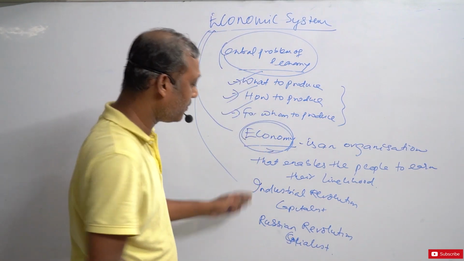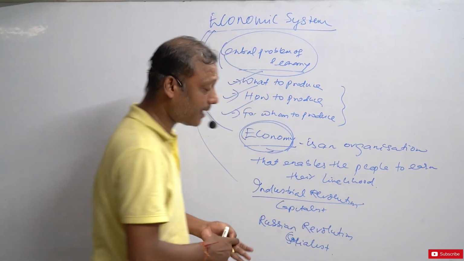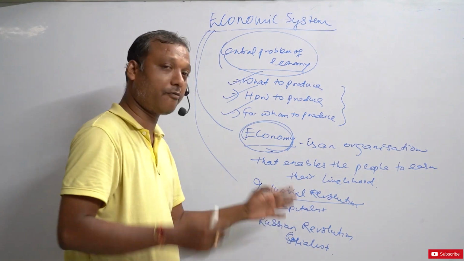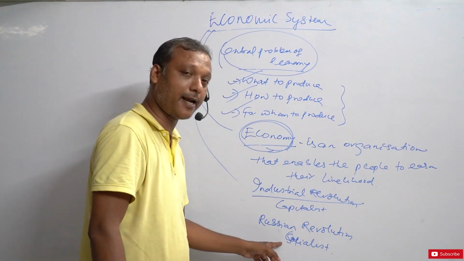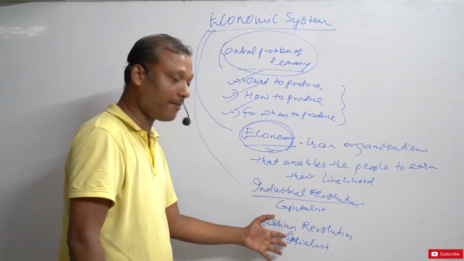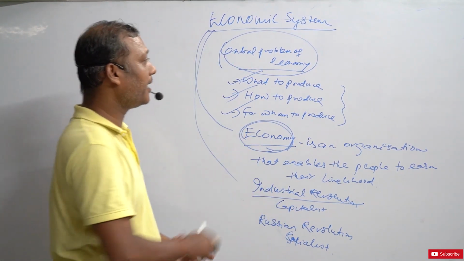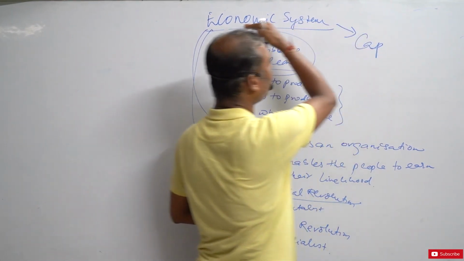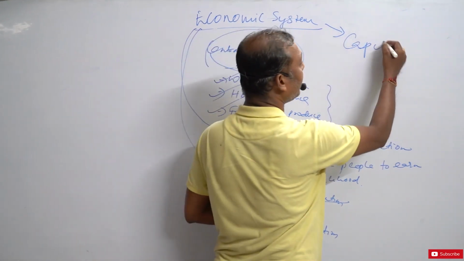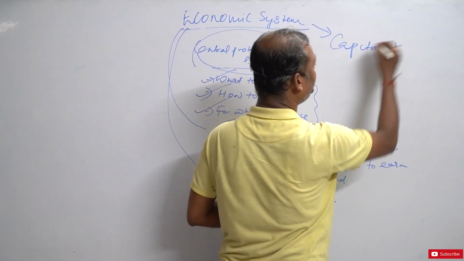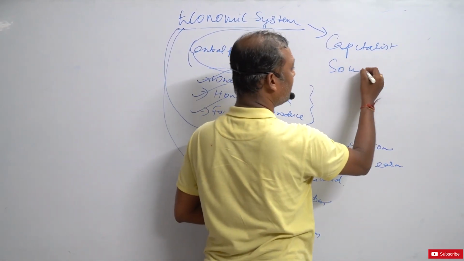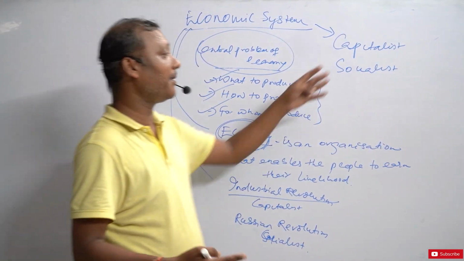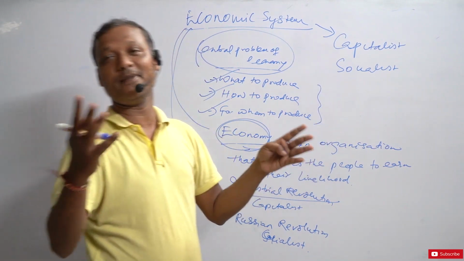So I told you that the industrial revolution of England led to the rise of the capitalist economy, and the Russian revolution of Russia led to the rise of the socialist economy. So now we get basically two types of economy. Under the economic systems we are studying, one is your capitalist economy, and the second is your socialist economy. And when you combine the features of both capitalist and socialist economy, it becomes a mixed economy.